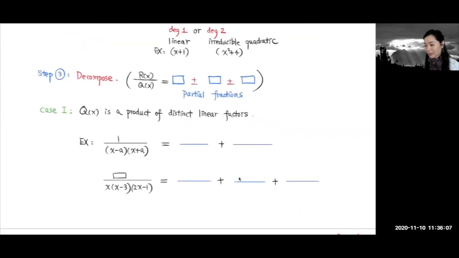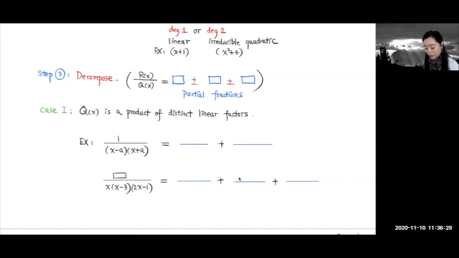So let's practice on this. We actually have 4 cases. The first case here is that the denominator is a product of distinct linear factors. For example, like this one and this one. They're all different. The linear factors over here are different.